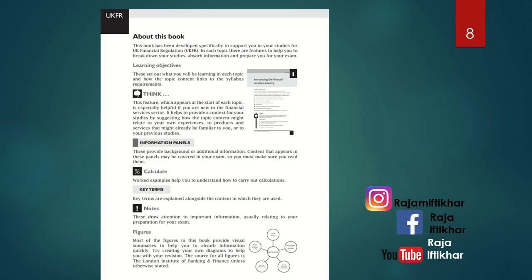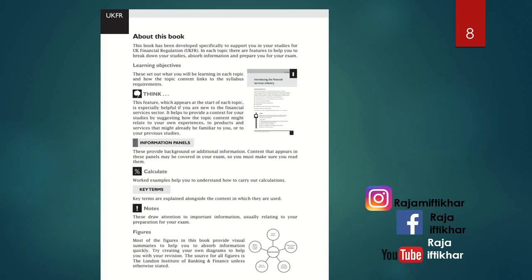So if you go here, the first one on the slide that you can see is a feature which appears at the start of each topic, especially helpful if you are new in the financial sector. It helps provide a context for your studies. So if you're not, as I said before, from a financial background, then this is very good for you.